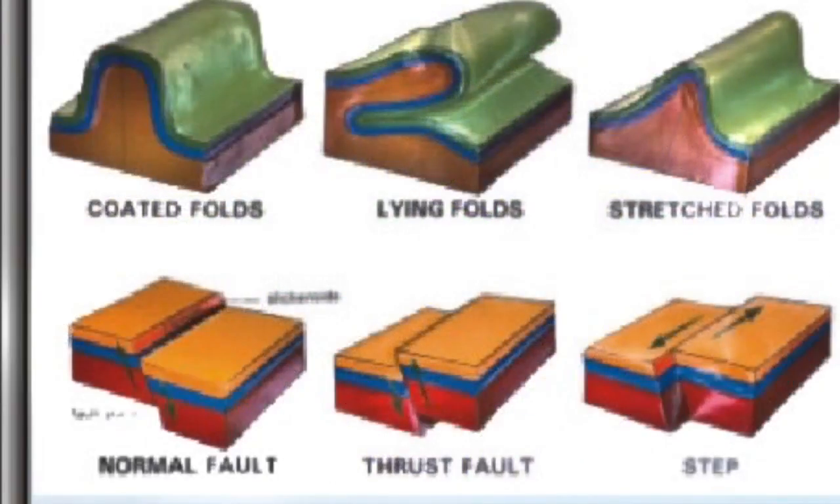Folds and faults are two geological structures that occur because of plate tectonics. Folds are when the land's surface is pushed up to form hills or mountains. Faults are large cracks in the Earth's crust where rocks move against each other.